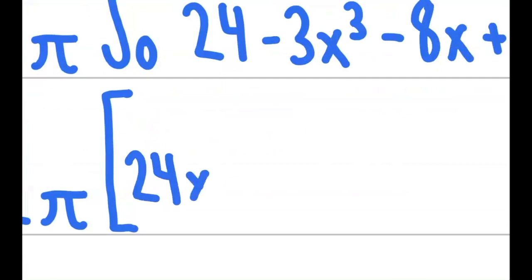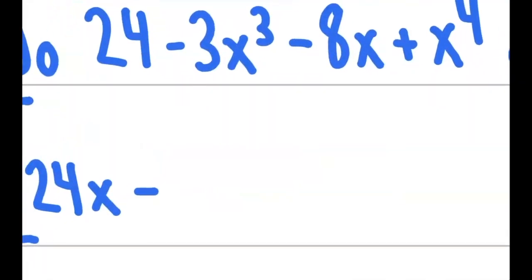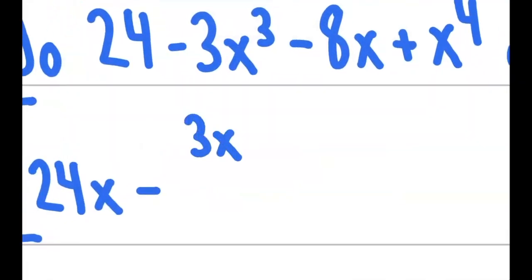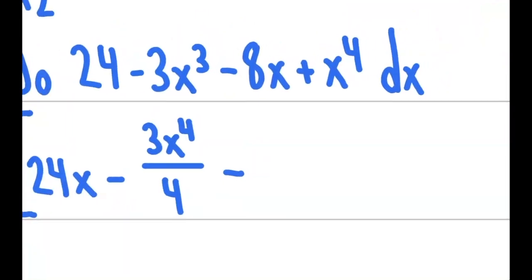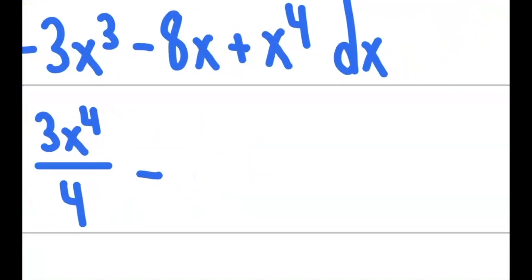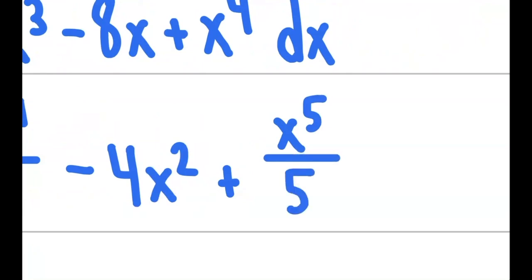But anyway, this is 24x. Who wants to do the next term for the integral? Integral of 3x cubed is 3 times x to the power 4 divided by 4. Yes. And then what about for 8x? 8x squared over 2, so it's 4x squared. Yes. And what about x to the power 4? It's x to the power 5 divided by 5. Yes. And no plus d.